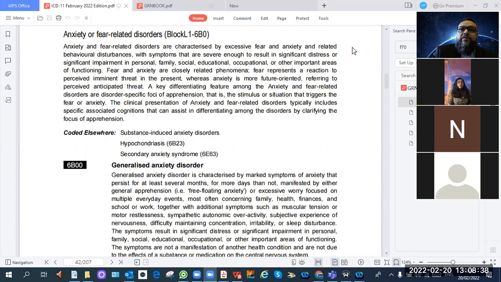All right, thank you very much. And chat box, is it necessary to remember codes? No, you don't have to remember the codes. All you have to do is go to icd.who.int international, and then ask for or open your PDF file and look for anxiety, and it will tell you the code.